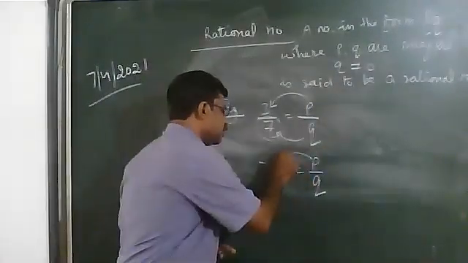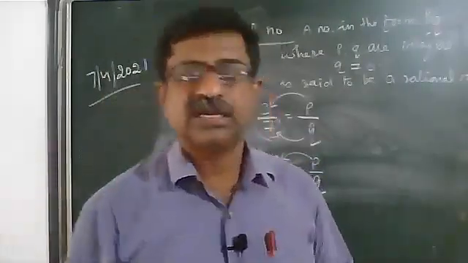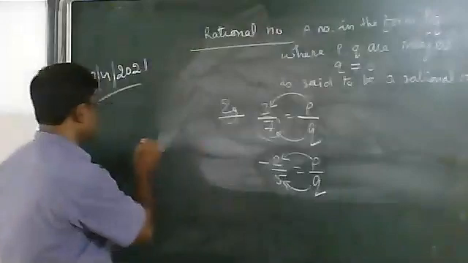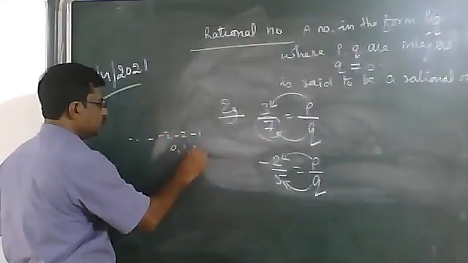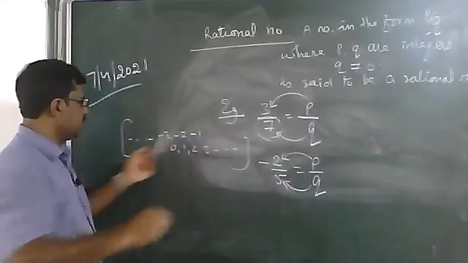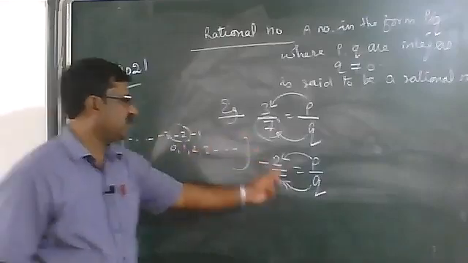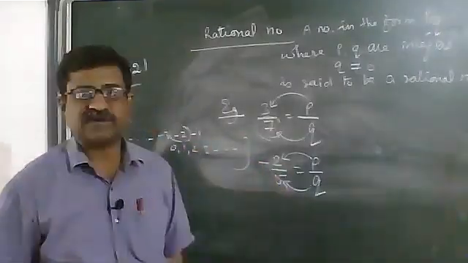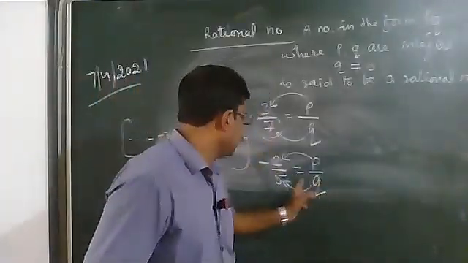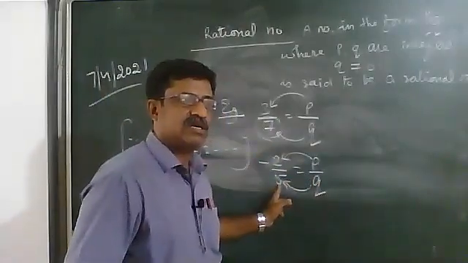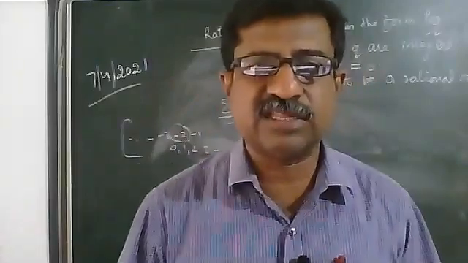Second is the numerator and denominator, both of which should be integers. Integers we had written: all negative numbers -3, -2, -1, 0, 1, 2, 3. Then we see -2 is an integer. It will continue 1, 2, 3, 4, 5. 5 is also an integer. Third is the denominator should not be equal to 0. The denominator is 5, it is not equal to 0. The third condition is also satisfied. Since all three conditions are satisfied, therefore it's a rational number.